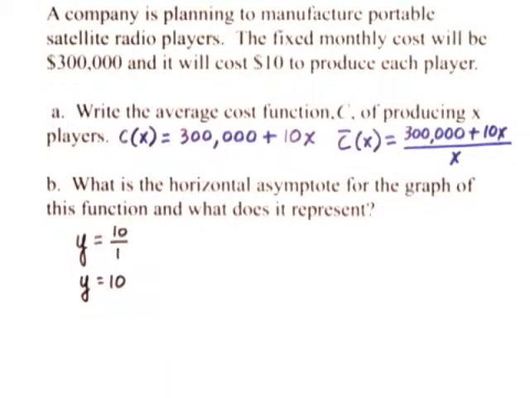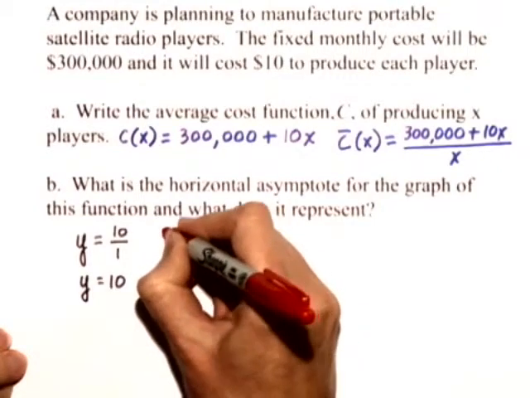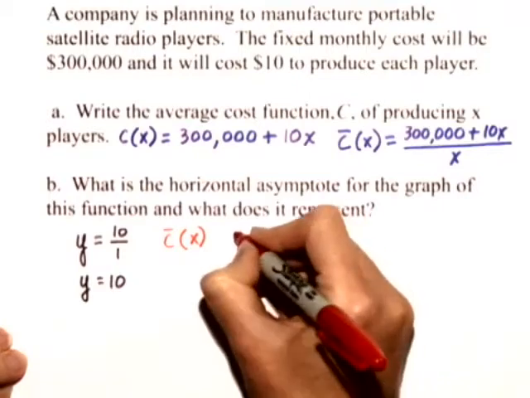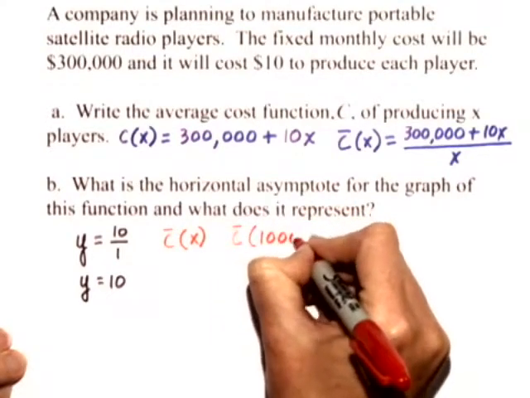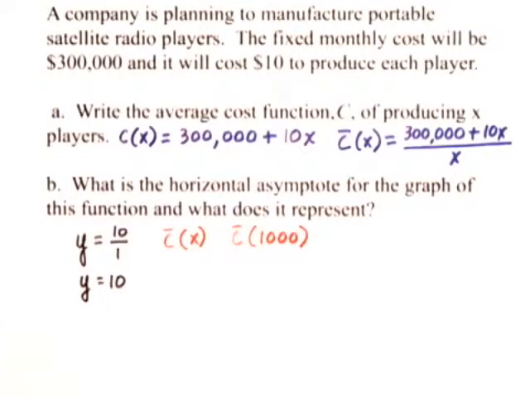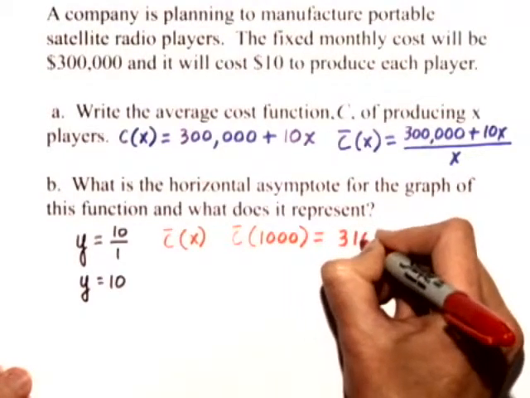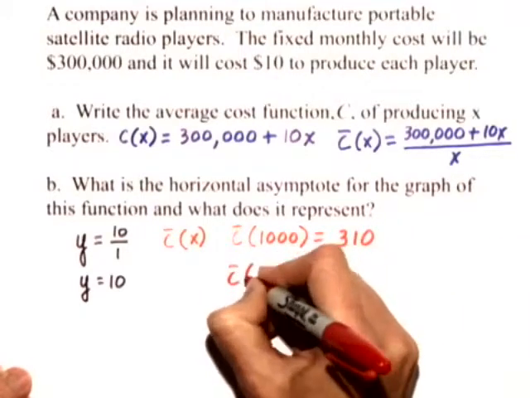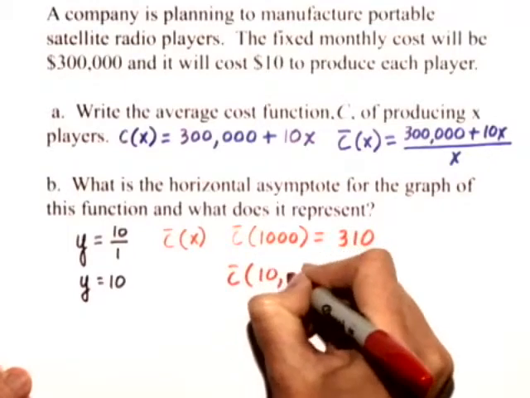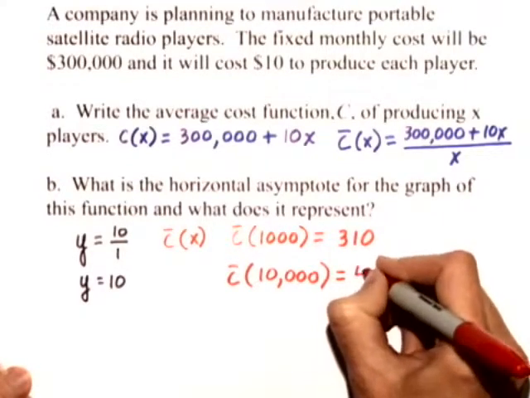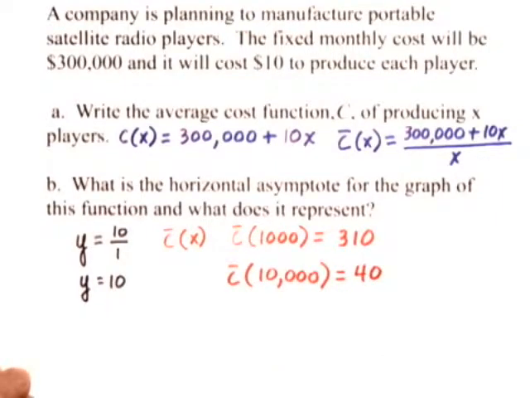Now the question is, what does this represent? Well, before I answer that question, let's just investigate the average cost function a little bit more. Let's say we want to define the average cost, C bar of X, when X is equal to 1,000. So let's find the average cost of producing, say, 1,000 of these portable satellite radio players. If we substitute 1,000 in here and calculate it, we'll get a cost of $310. Let's increase that number and say, let's find the average cost when we're producing 10,000 of these players. If we calculate that amount, we see that our cost goes dramatically down to $40 for each radio produced.